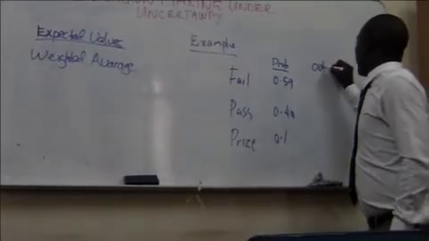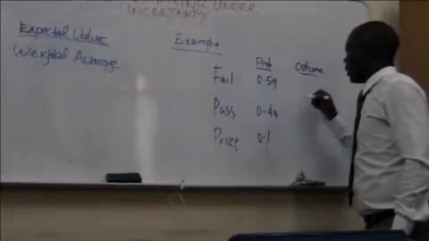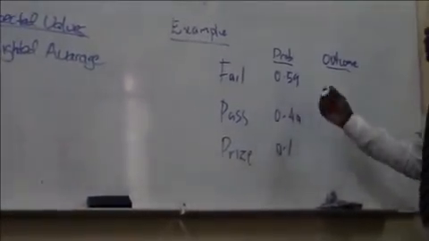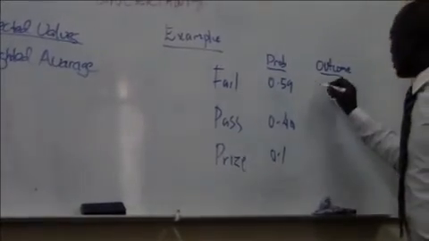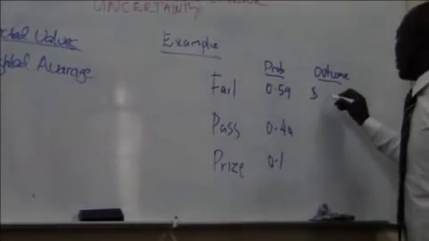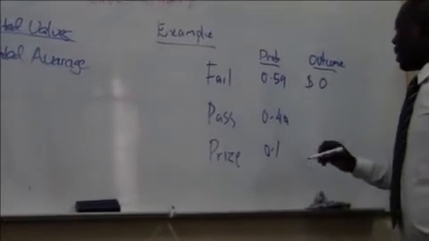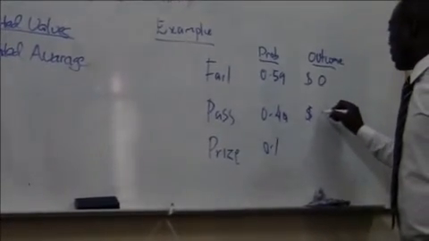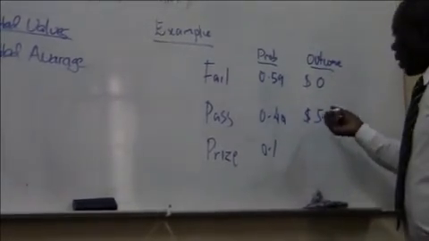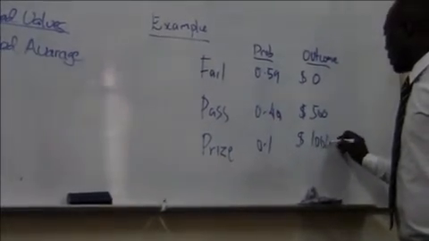What is your outcome? The outcome in this case would be what would be the benefit of you either passing or getting a prize, or what would be the disadvantage of you failing in monetary terms. So you can have your US dollar there. Obviously, if you fail, maybe you won't get a job, so therefore, no income for you. What happens when you pass? Say, for instance, you get a job that will pay you 500. And what is the outcome if you get a prize? Maybe you get a job that will pay you 1,000.